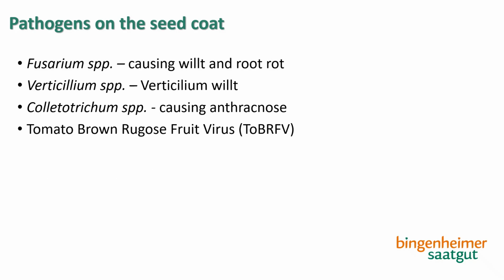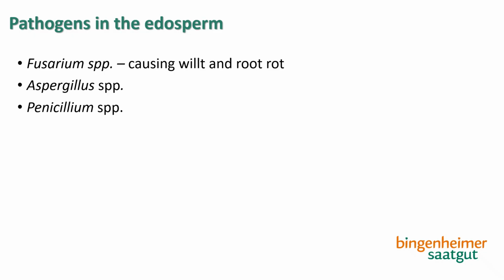Within the seed coat, we may encounter some Fusarium species, Verticillium, Colletotrichum, and also tomato brown rugose fruit virus is located on the seed coat or directly under the seed coat. Pathogens in the endosperm, again, some of the Fusarium species causing wilt, but also root rots of different crops. Fungi like Aspergillus and Penicillium are also located in the endosperm.